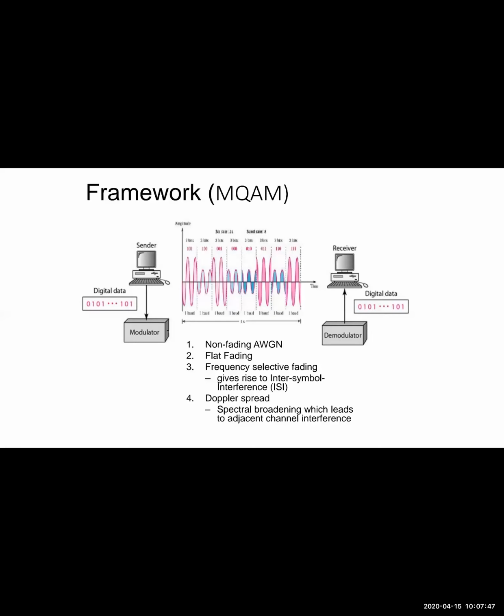The second framework is what happens if we change the zeros and ones using QAM. Again, between the transmitter and the receiver, we model the channel as additive white Gaussian noise, flat fading, frequency selective, or time selective. So that is principally what we want to do.